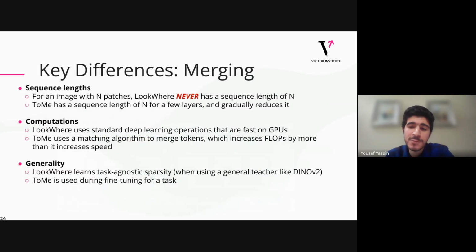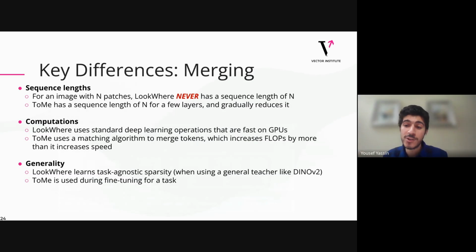The key difference between merging and LookWhere, our method, is number one, the sequence length that is processed. For an image with n patches, when you do merging, you still have to process those n patches for the initial few layers before you do the merging. And the merging is gradual. So you only get the real true benefit of merging once you have discarded a large portion of the patches, which usually happens towards the end. So while merging does improve efficiency, it does so very slowly, and you don't really see a large benefit.